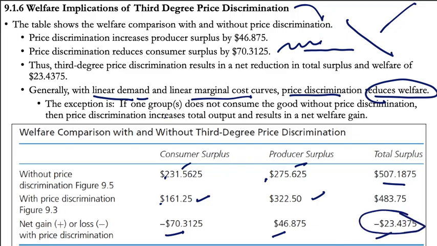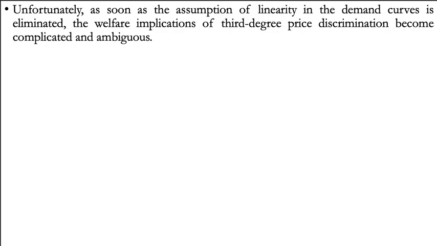Okay, except if one group does not consume the good without price discrimination, then the price discrimination increases total output and results in a net welfare gain. So that's the thing that we can see. But as soon as the assumption of linearity of the demand curve is eliminated, so we have nonlinear. If we take out this assumption, then this one no longer exists. It becomes nonlinear. The welfare implication is very hard to calculate because nonlinear is not very easy to calculate. Even until now, in reality, we don't have linearity in the demand curve. In reality, we have nonlinear most of the time. There's no such thing as a so-called ideal situation.